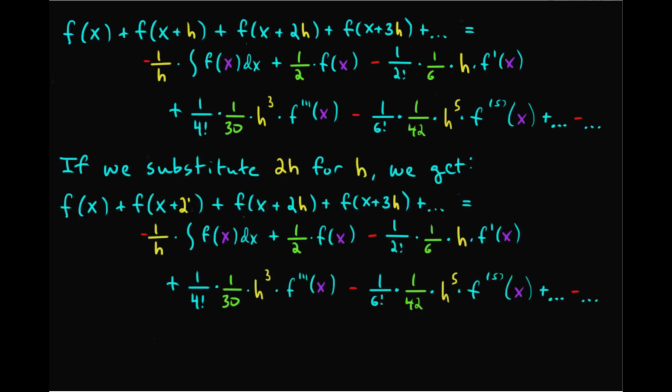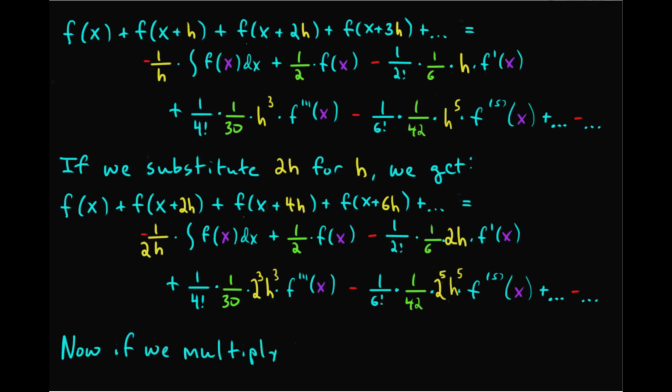that f of x plus f of x plus 2h plus f of x plus 4h plus f of x plus 6h plus dot dot dot equals negative 1 over 2h times the integral of f of x dx, and then the next term is unchanged because it doesn't have any h in it, so plus 1/2 f of x minus 1 over 2 factorial times 1 over 6 times 2h times f prime of x plus 1 over 4 factorial times 1 over 30 times 2 cubed h cubed times f triple prime of x minus 1 over 6 factorial times 1 over 42 times 2 to the fifth times h to the fifth times the fifth derivative of f evaluated at x plus dot dot dot minus dot dot dot.